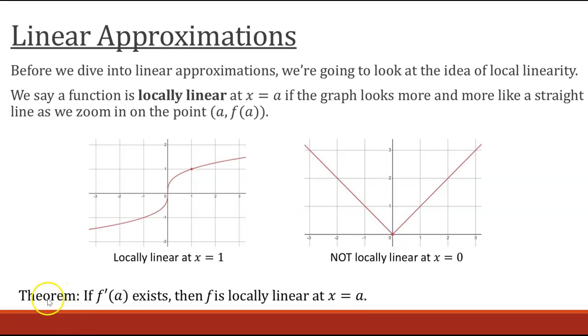So that brings us to this theorem that says if the derivative exists at this x value a, then f is locally linear at x equals a. So right at x equals 1, we can see we have a differentiable function. So if the function is differentiable at x equals a, then when you zoom in on it, it's going to look like a line. So basically, we're going to be focusing on differentiable functions.